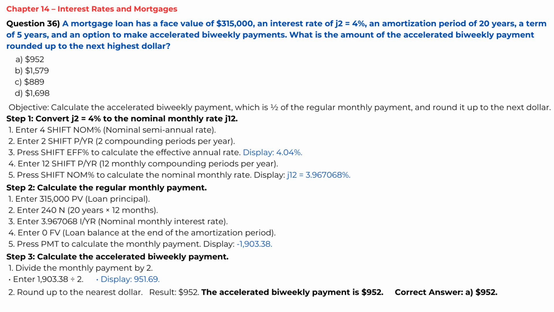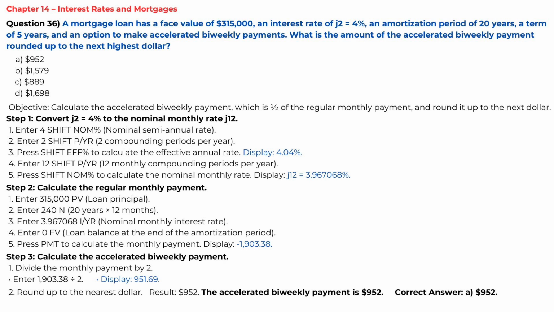Step 2. Calculate the regular monthly payment. Enter 315,000 PV, loan principal. Enter 240 N, 20 years times 12 months. Enter 3.967068 IYR, nominal monthly interest rate. Enter 0 FV, loan balance at the end of the amortization period. Press PMT to calculate the monthly payment. Display -1,903.38.